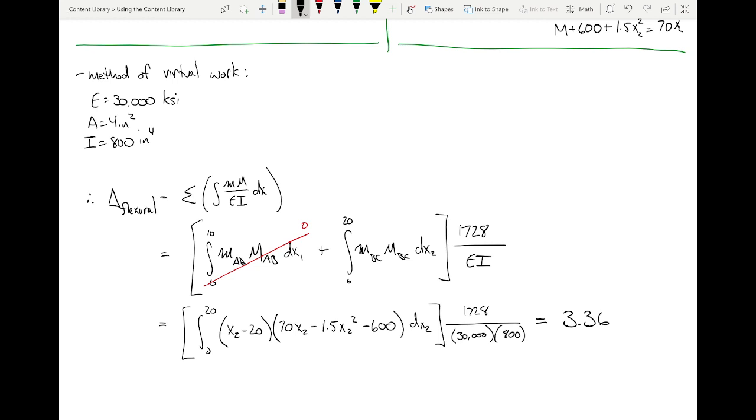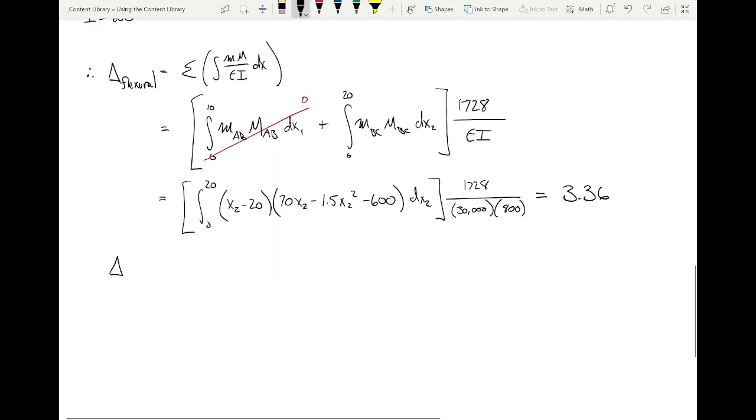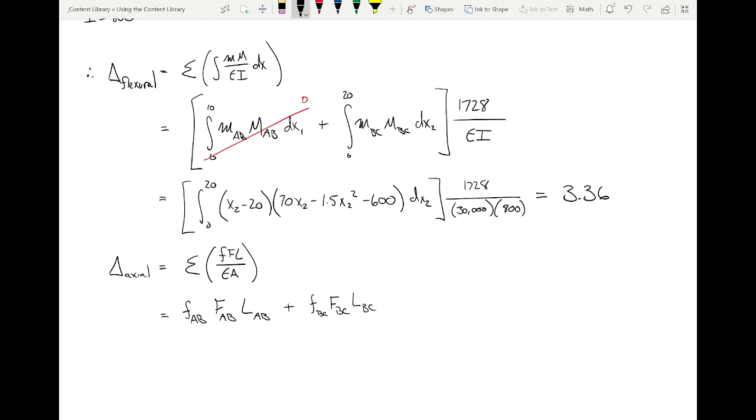Now, for the axial, we don't need to integrate. All we need to do is this. Isn't that what we did before, like for the trusses, little f big F L over EA? And so that would be all over EA. Is there something I can cancel right now? Yeah, it's that second one right there. That one goes to zero, right?